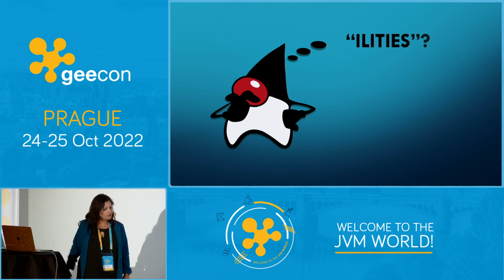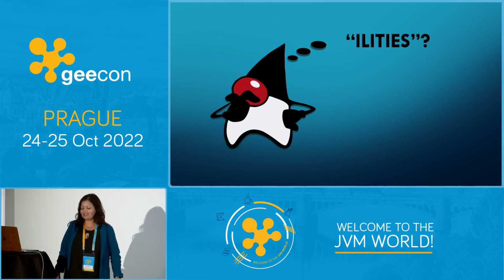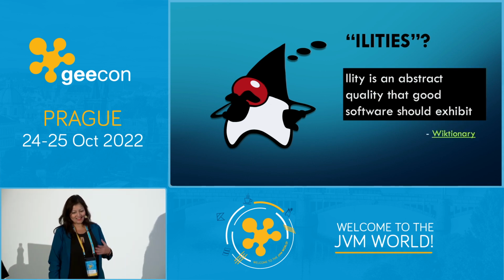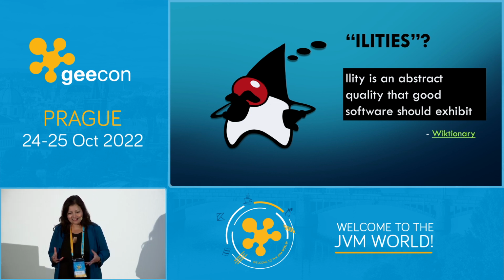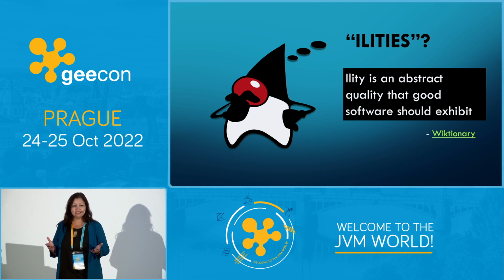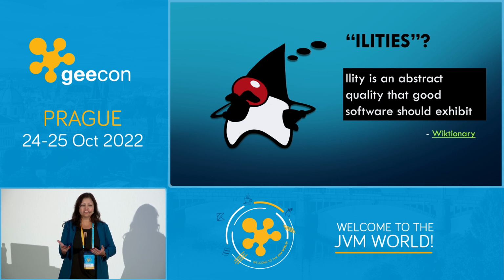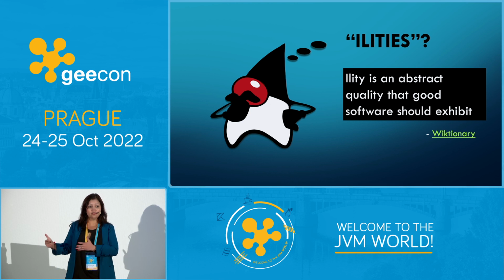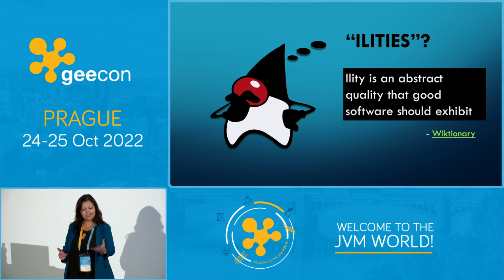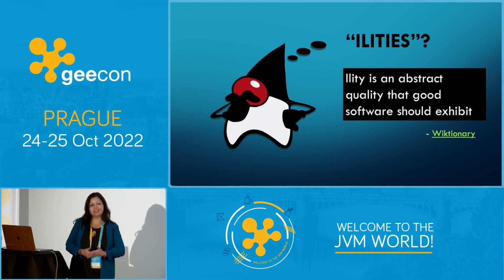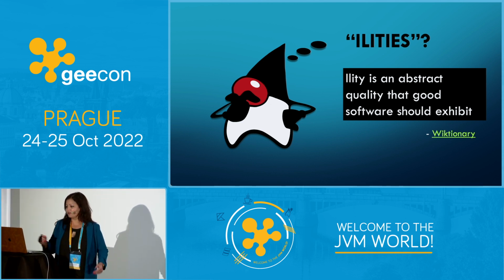So you may be wondering, what are ilities, right? Why the term ilities? I looked up the dictionary edition of that, and it's an abstract quality that good software should exhibit. Now, what does that mean? Again, it's an abstract quality. Quality is something that your customer appreciates out of your software. Yes, you meet the functional requirements, but can you deliver the quality that the customer is expecting? These ilities define the quality and the expectations of your customer from your software.